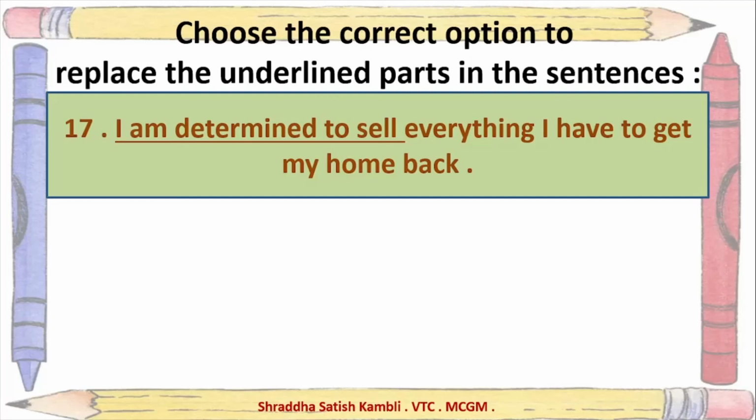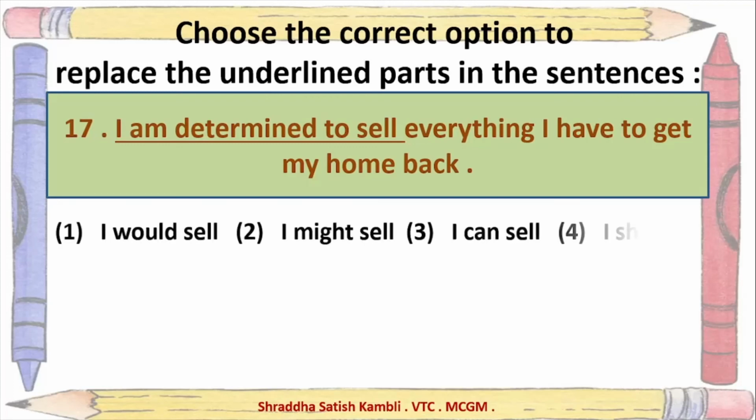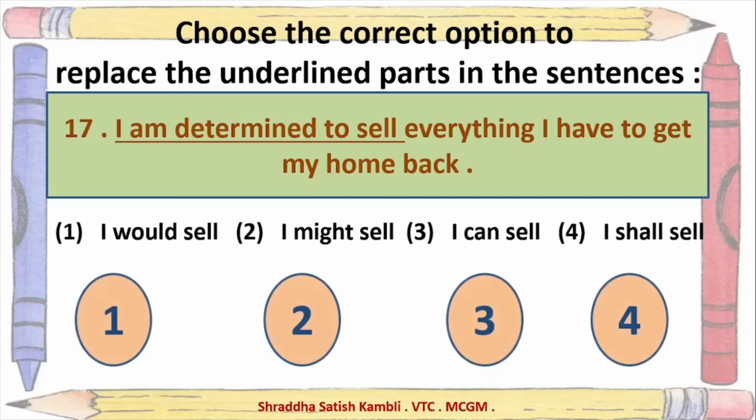Okay, you have taken a decision that you're going to sell everything to get your home back. So which phrase would indicate determination? I would sell, I might sell, I can sell, or I shall sell. Which one of these phrases shows your determination? Yes, it is option number 4. I shall sell everything I have to get my home back. So you have made up your mind that you're going to sell everything that you have to get your home back. Okay, so it is option number 4.